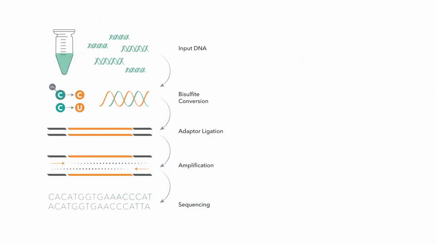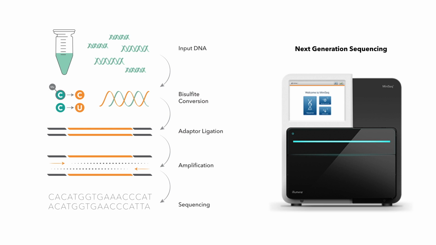Bisulfite sequencing is a standard technique for analyzing DNA methylation. Bisulfite sequencing includes bisulfite treatment of the biological samples and library preparation for NGS sequencing. Library preparation includes adapter ligation step and PCR amplification. The library is then sequenced on the NGS machine and bioinformatics analysis is performed to find differentially methylated regions in conditions under study.